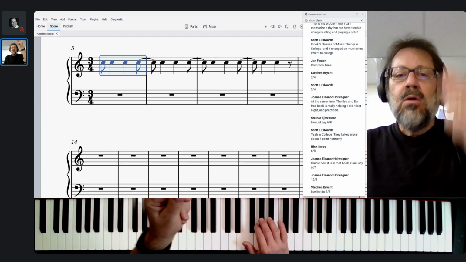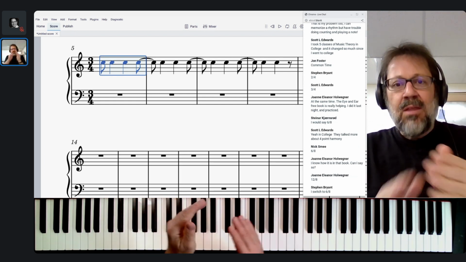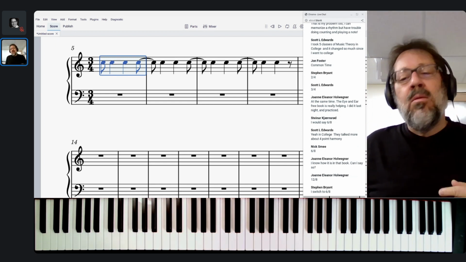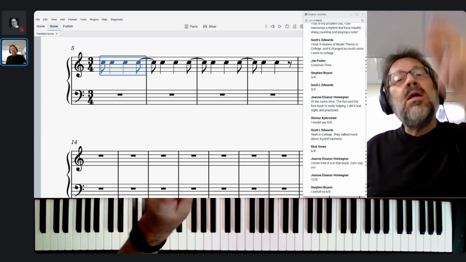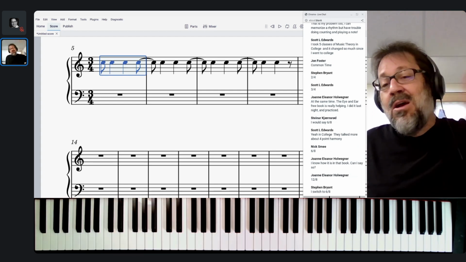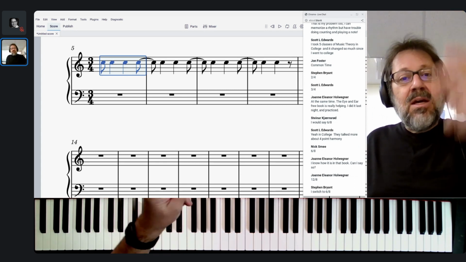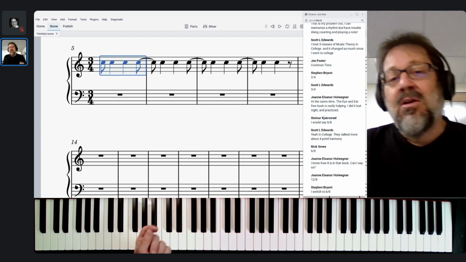Row, da, da, da, da, da, da, da, your boat gently down the stream, right? Those quick notes would be that much quicker. We don't feel that normally, especially because we're eventually going to have merrily, merrily, merrily, merrily, which is about as clear a triplet, triplet, triplet, triplet. You absolutely need triplets to do merrily, merrily, merrily.